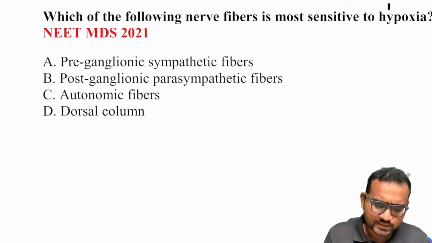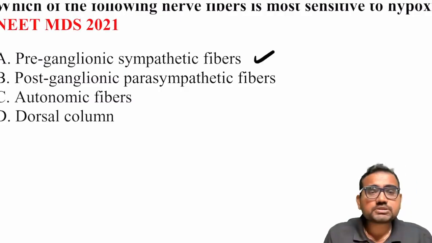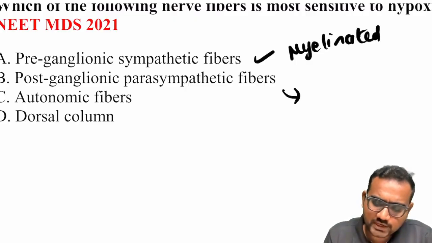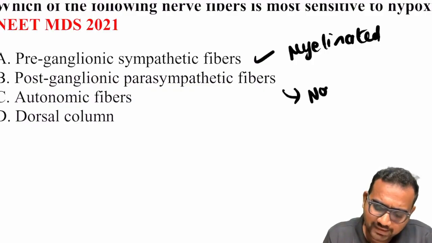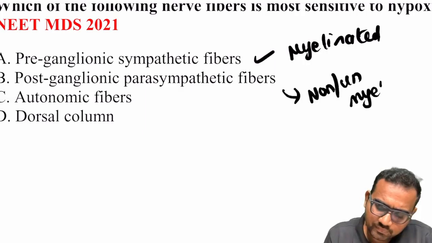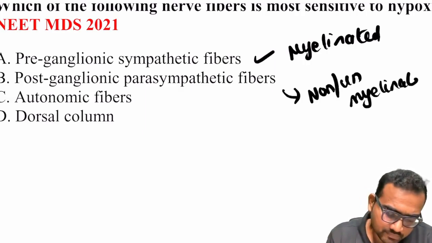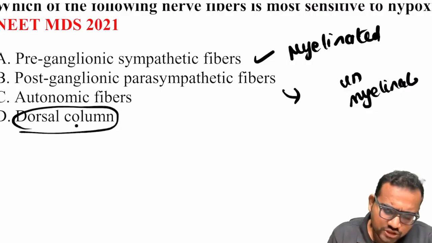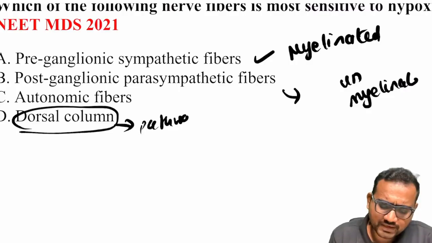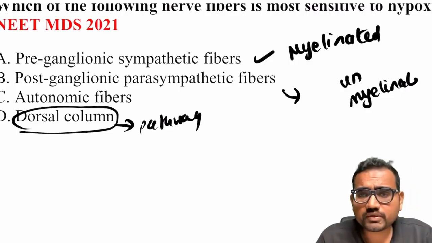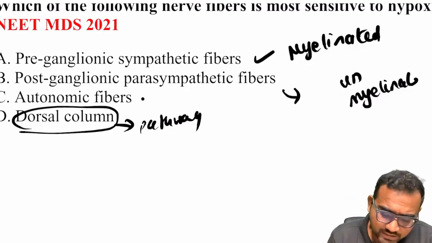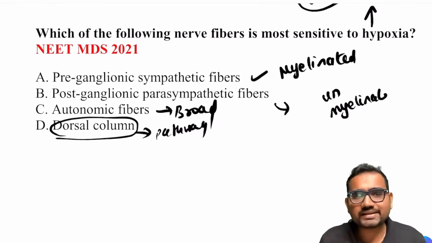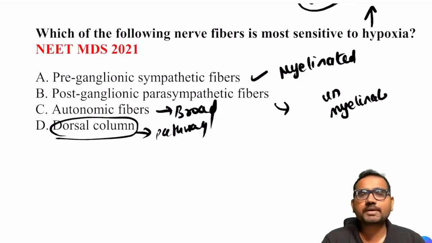So if you see, the preganglionic fibers are myelinated fibers. The postganglionic fibers are non-myelinated, or unmyelinated nerve fibers. And the dorsal column is just a pathway. This I can easily rule out. It is not a nerve fiber, it is a pathway of the CNS. And autonomic fibers is very broad, right? So I'm coming to either preganglionic sympathetic fibers or postganglionic parasympathetic fibers.